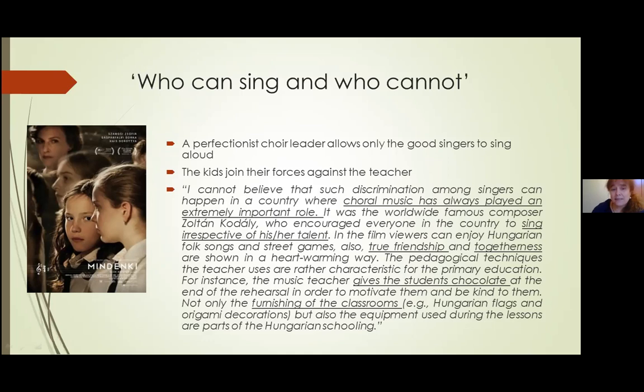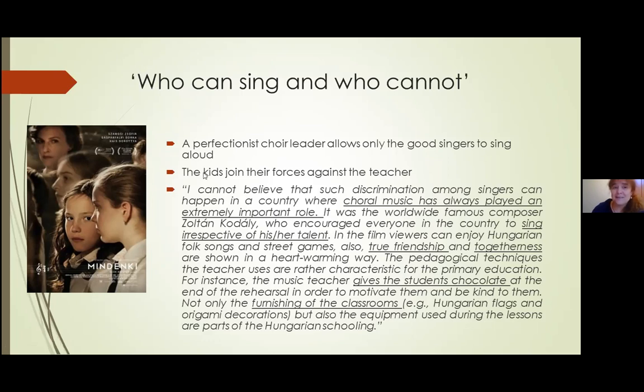I cannot believe that such discrimination among singers can happen in a country where choral music has always played an increasingly important role. It is just a minor personal issue that when I went to primary school, then we had Japanese music teachers coming to our classes to study the solmization system, which was developed by Zoltán Kodály. So, in Hungary, music teaching is something that is very important.